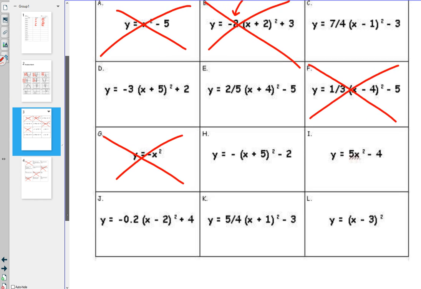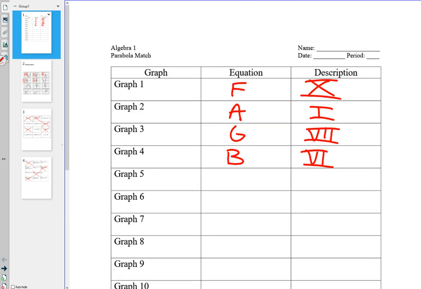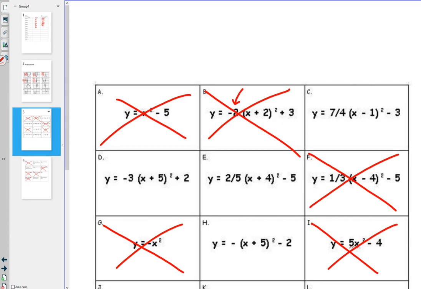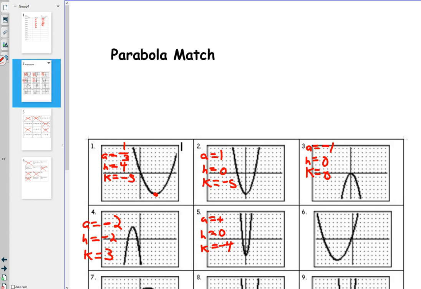Did I do something wrong? Oh, there it is over there. So I should have gotten an I for this one. And then when we go look, these should get easier also, because the more that you take away, now there's less options. Vertical stretch down 4, 7, right? And it looks like from the equation that the stretch was by a factor of 5. That stretched out by a factor of 5. So here A was 5.